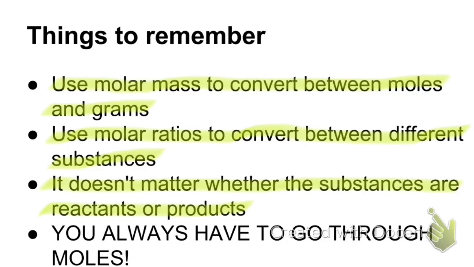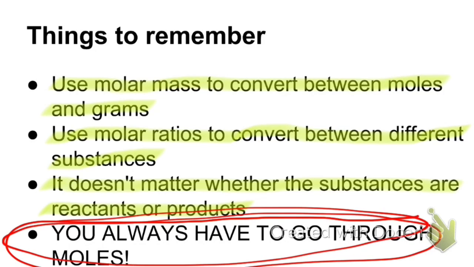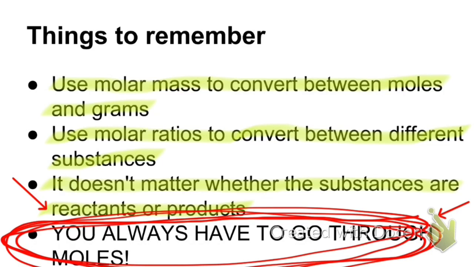And no matter what, no matter where you start, no matter where you're trying to get, we have to go through the moles, right, because moles can be directly compared. Nothing else can. If you do a stoichiometry problem and you have not ended up in moles at any point in time, something has gone wrong. You must go through moles.